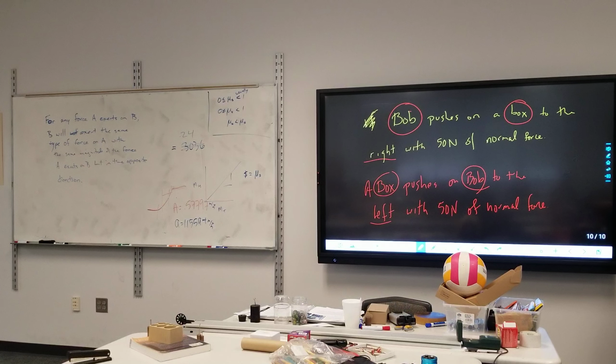So we don't know if the box is moving. We do not. Whether the box moves or not is completely irrelevant to this, because to know if the box moves or not, we would first have to know was the box moving to start with, and also what are the other forces acting on the box.